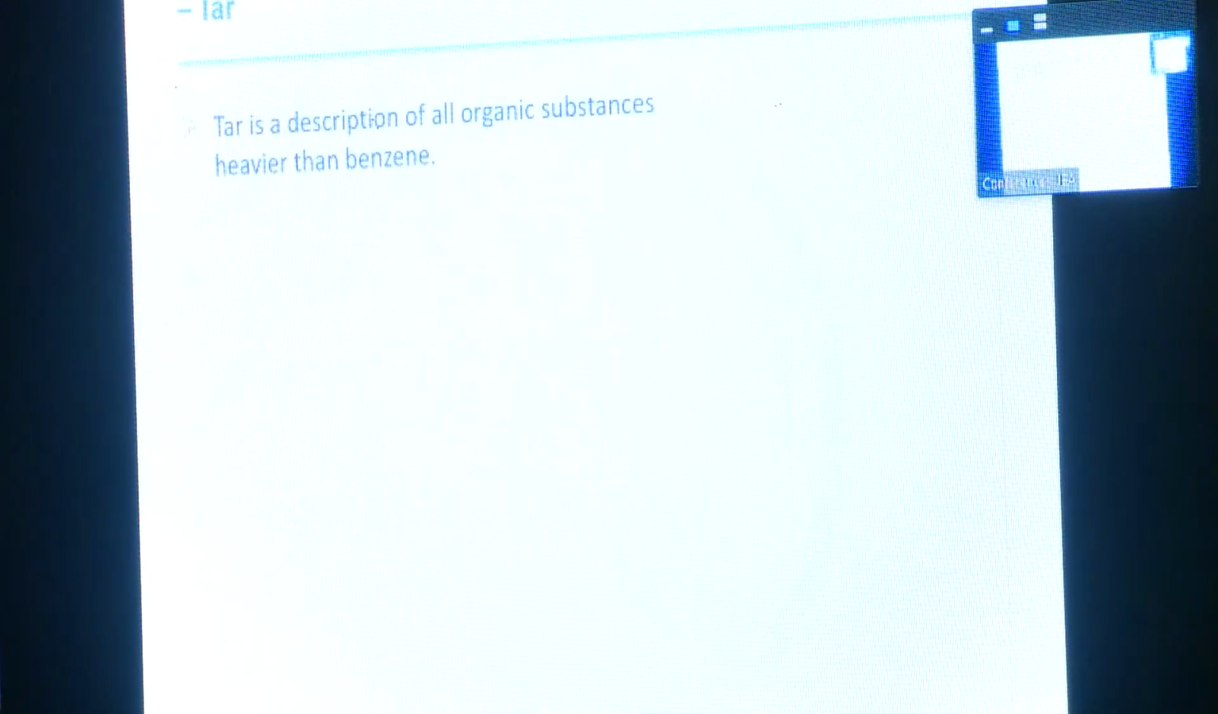Now, what is the tar? In that gas, which we call producer gas or syngas, it is composed mainly of carbon monoxide and hydrogen. Both of these gases can be combusted, thus they have heating value. But with this gas, we have some heavy hydrocarbons. We call them tars. Tar is a general name for any hydrocarbon heavier than benzene. We call it tar.